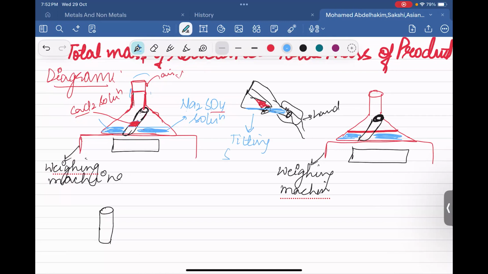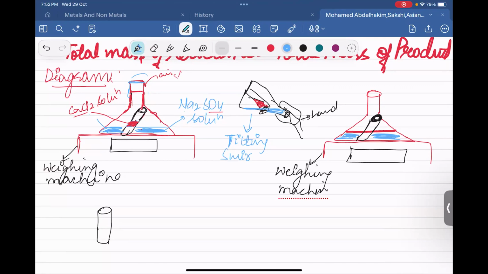Ma'am, I have a doubt. You just said the red liquid is calcium chloride, right? Yes, this is calcium chloride and this is Na2SO4. We are taking this whole beaker in our hand, tilting and swirling it. Okay, ma'am, what happens? It will mix with each other. Understood?